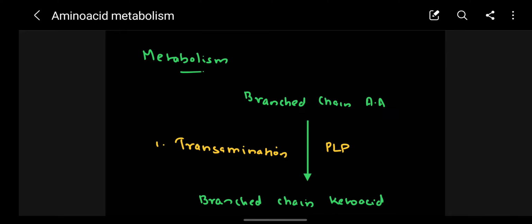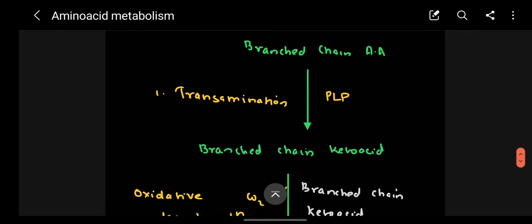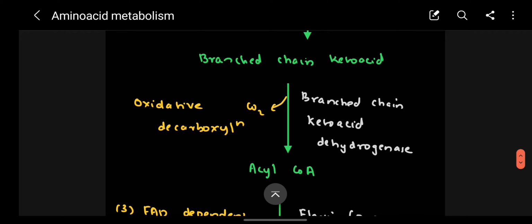This branched chain amino acid becomes a branched chain keto acid at first, so a transamination reaction will be taking place. For transaminase, pyridoxal phosphate is required. This branched chain keto acid will be converted into acyl coenzyme A, so a CO2 will be removed. It is an oxidative decarboxylation.